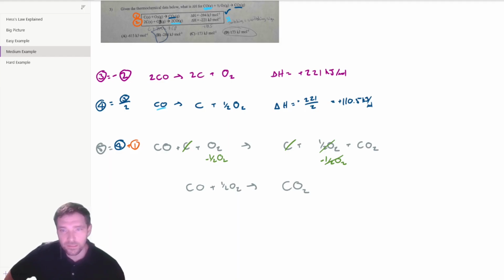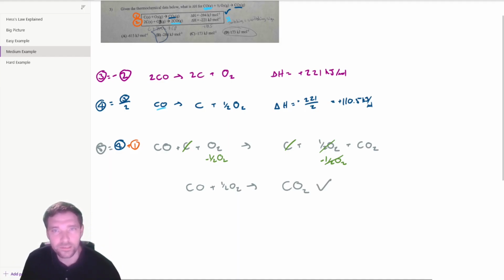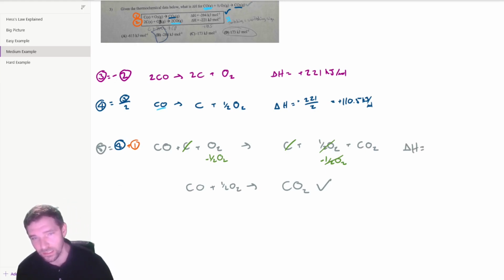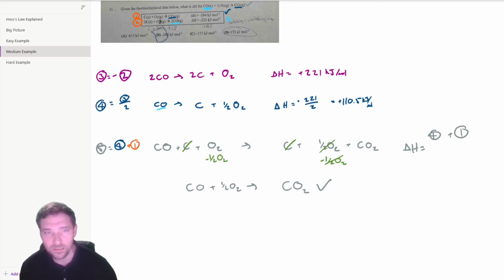And I believe that that is our reaction that we're looking for. I'm just going to double check that. Yeah, I've got carbon monoxide, 1 mole of that, 1/2 mole of oxygen gas, and 1 mole of carbon dioxide. So that looks good. And now I can think about my change in H, which came from line 4 just being added to line 1. So I have those numbers with the correct signs there.